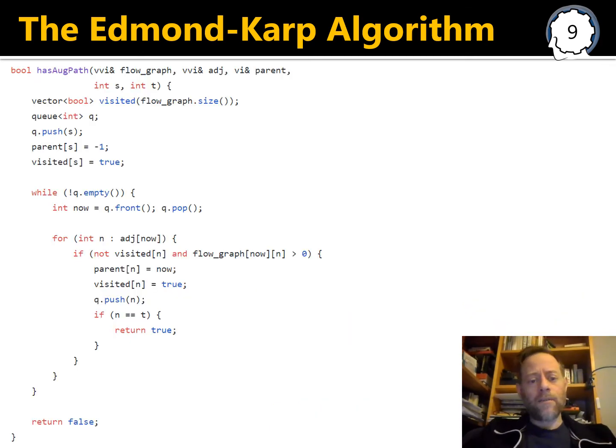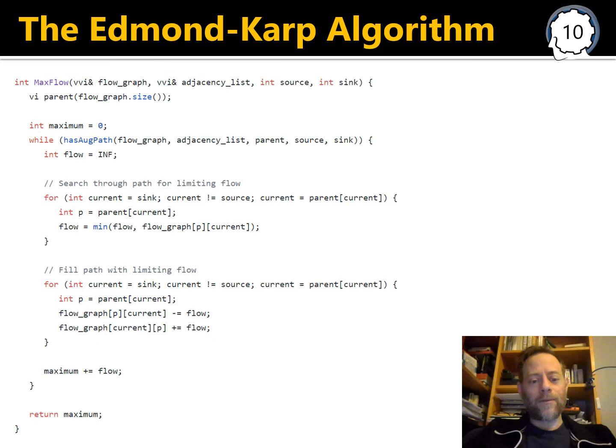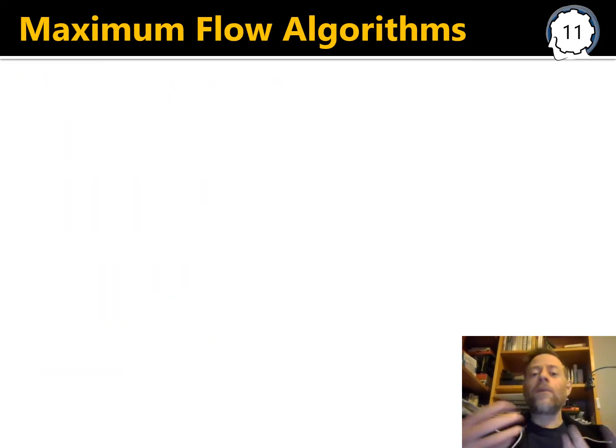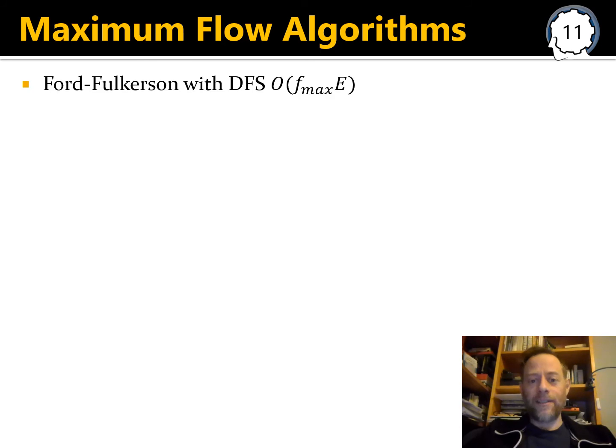And here is just some code for doing that. I will not go through it. And here's the max flow code. This is a typical example of code that's really good to have in your code library, because maximum flow algorithms are surprisingly useful in many different applications.